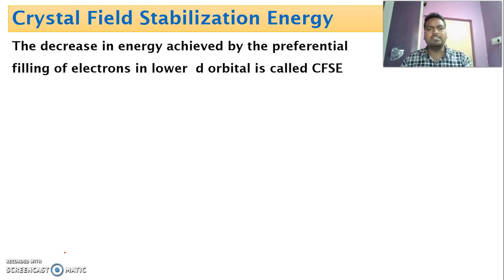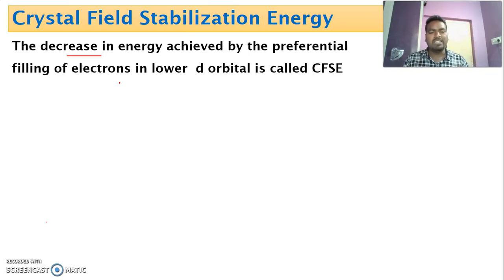So here the name itself indicates it is a stabilization energy. Why is it stabilizing, and what factor influences the stability? Stability means possessing less energy. After splitting, if electrons enter the lower energy orbital, then the stability increases. So that's why it is defined as the decrease in energy achieved by preferential filling of electrons in the lower d orbital, called crystal field stabilization energy.